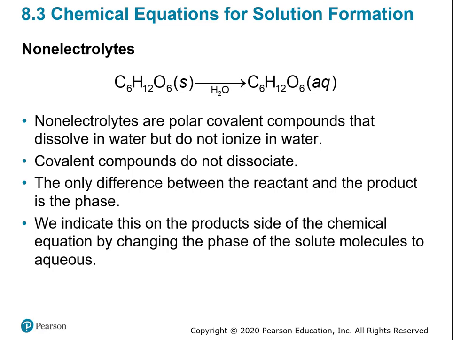Non-electrolytes are super easy to recognize because you can see that they go from being a solid or a liquid to being aqueous without changing the formula. The formula is exactly the same. The arrow goes in one direction. You just go from being a solid to being aqueous. Covalent molecules don't separate into ions.